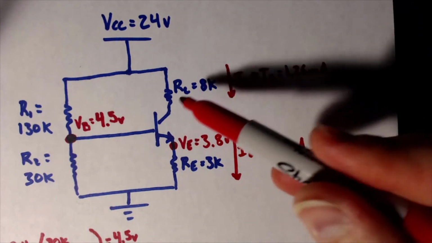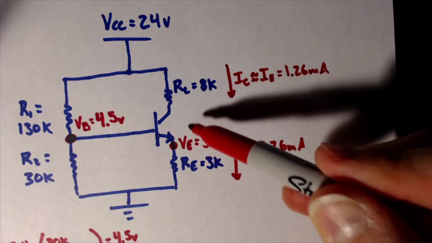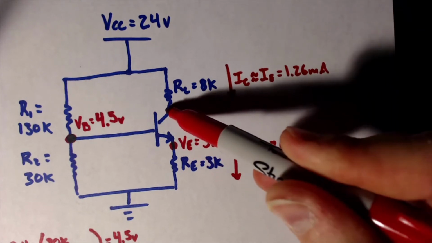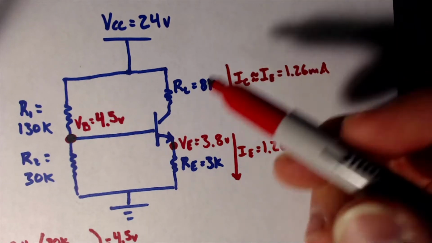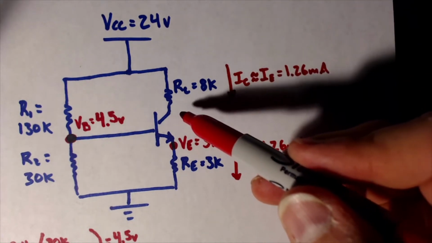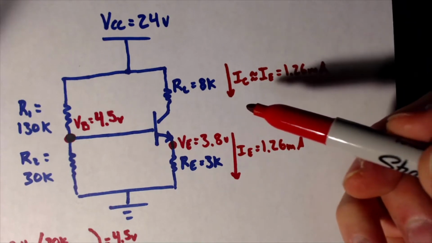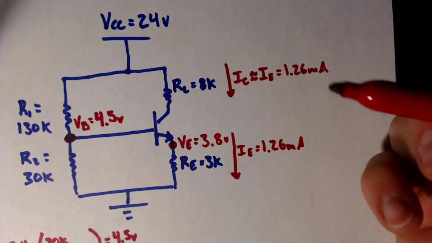The last thing we need to find is the voltage between the collector and the emitter, the voltage drop across our transistor here. Now we can just do the same thing we've done before, applying Kirchhoff's voltage law over here.